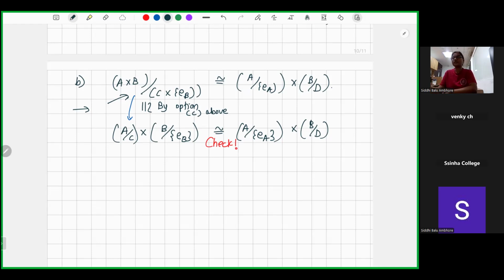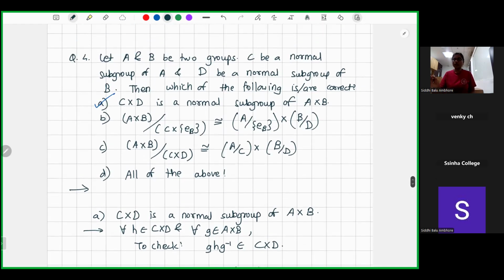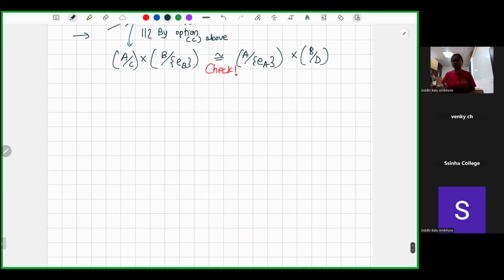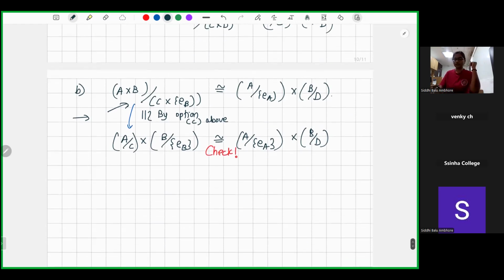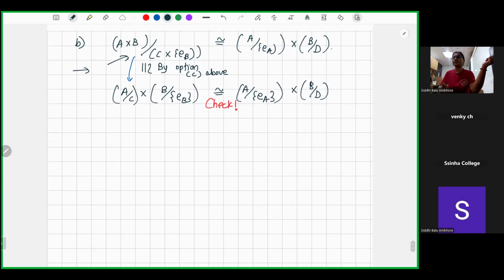There is no information given about A and B. A and B could be any groups which you want. C and D are just given to be normal subgroups of A and B, and they do not have any restriction, whether proper or not, on C and D either. So can you think of any counterexamples where this won't hold?